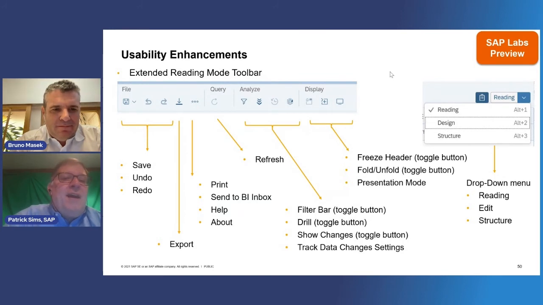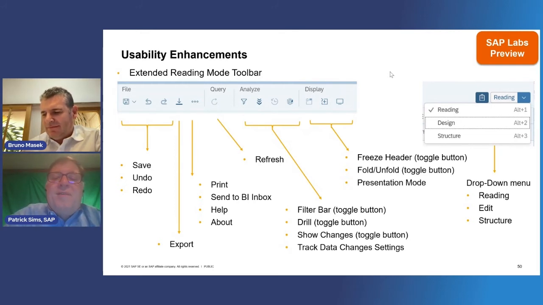Another key thing, if you're in reading mode, so whenever we open a document and we're in reading mode, not design mode, we've simplified and better organized the menu. So it comes down to file options. You've got your save, undo, redo, export, printing, sending to inbox, help and about, all that good stuff. Then there's the query refresh section. Then under analyze, there's the ability to do filtering, drilling, showing of changes, the data change tracking, all that good stuff.